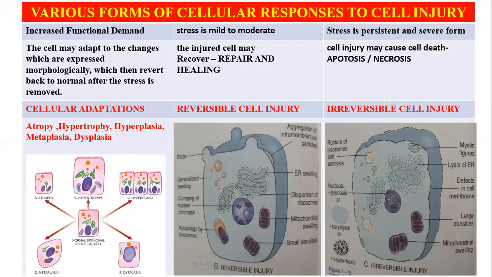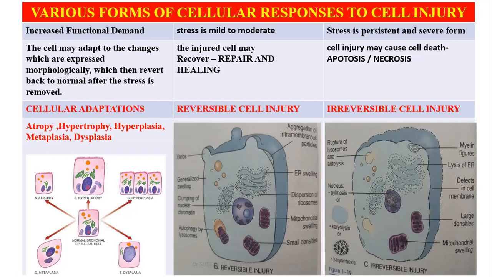Next one is hypertrophy. Hypertrophy means increase in cell size. So what happens is that due to a stimulus, due to some sort of functional demand, the cell enlarges. For example, if a person is trying to gain weight, doing more and more exercises and regulating the diet, skeletal muscle hypertrophy can occur. And this is actually a physiological hypertrophy.